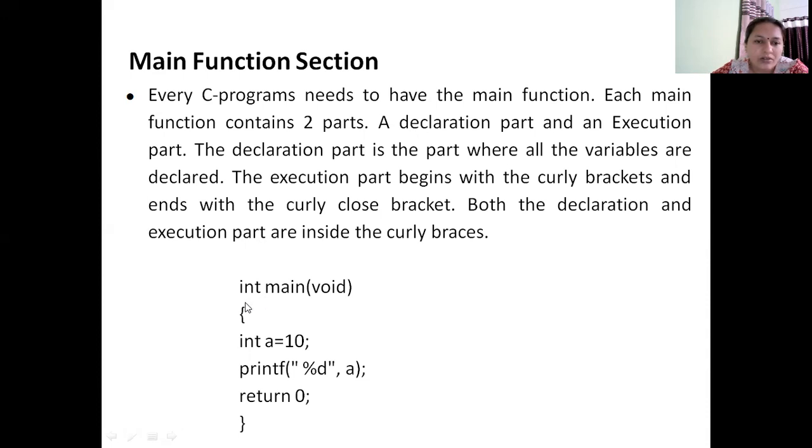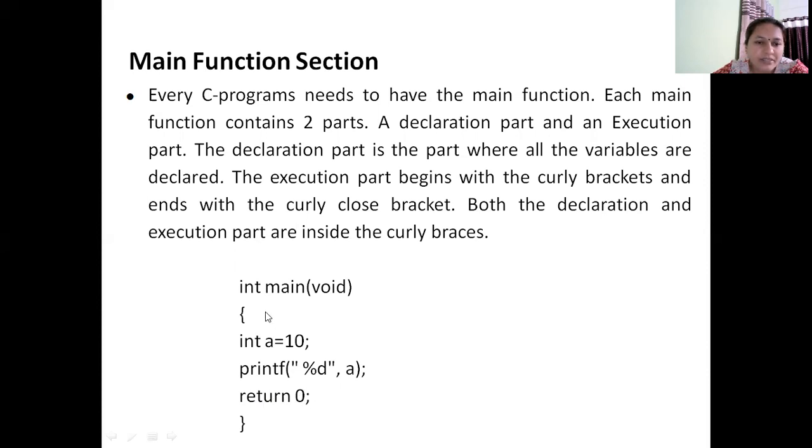This line is always followed by an opening flower bracket. Inside the flower bracket, we will write the declaration statements and executable statements. Declaration statements are used to declare local variables. So in this main function, I am declaring a local variable a and assigning a value 10. It's an integer value, hence int a = 10. This is the declaration part. Next, we have an executable part where I'm going to print the value a on the screen. This is an output statement which will be executed. This is the execution part.